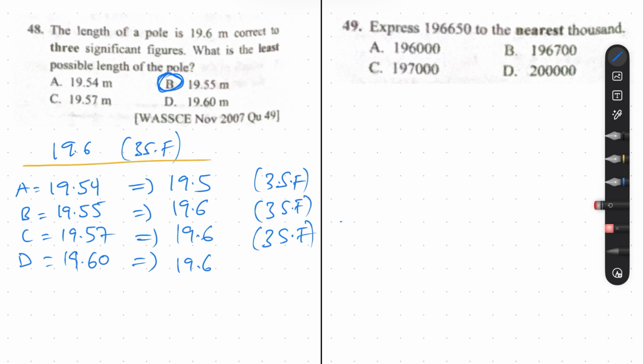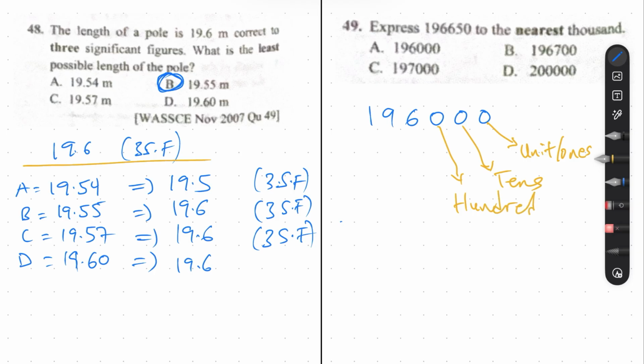Question number 49. It says, express 196,650 to the nearest thousand. Cool. So let's write the number down. We know that this is what? Units or ones, and then this is tens, and this is what? Hundreds, and this is what? Thousand.